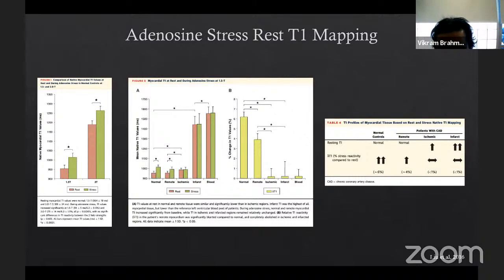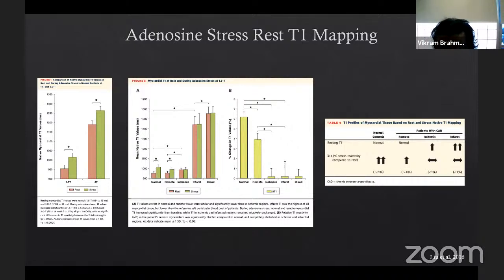You're really harnessing the unique ability of MRI to characterize tissue, and over time, you're just looking at dynamic changes in the water content of muscle. So it's a very interesting concept in terms of stress testing.